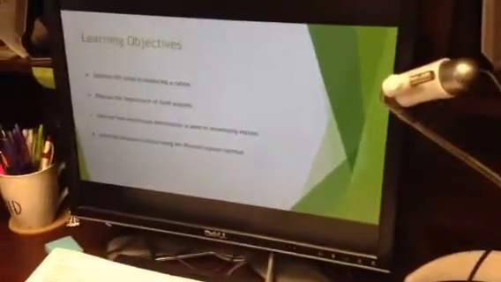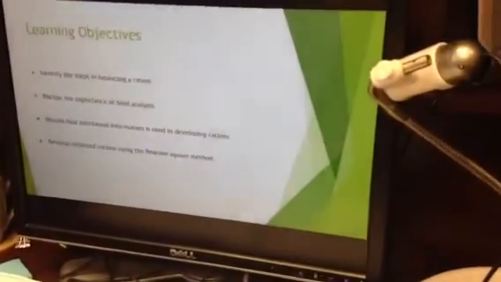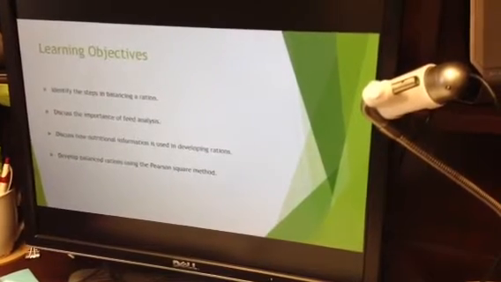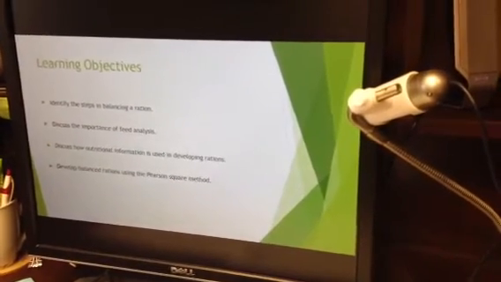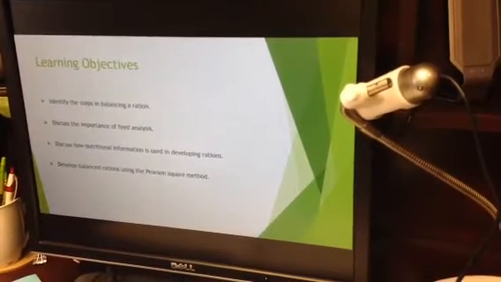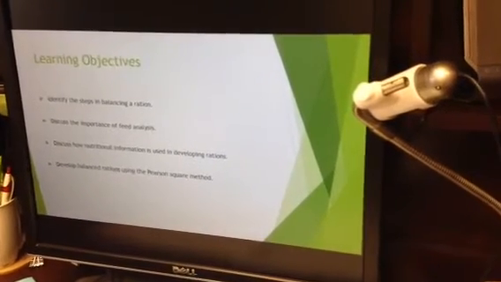A couple objectives that we're going to have here is identifying the steps in balancing a ration, discussing the importance of feed analysis, because a feed analysis is a test that they get done on their feed, and it's important. Discuss how nutritional information is used, and develop balanced rations using this method.